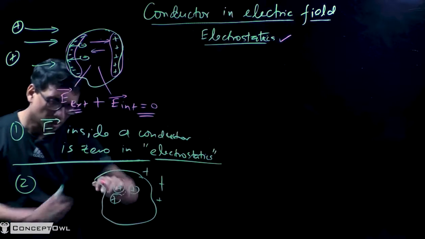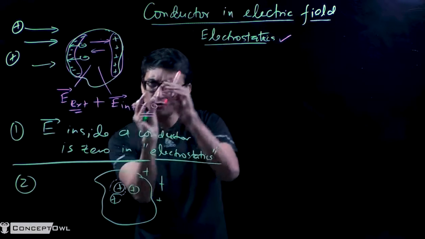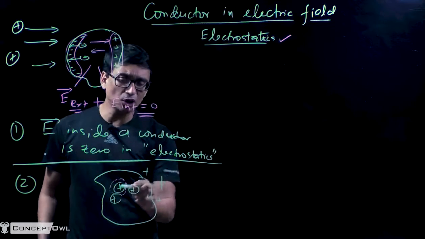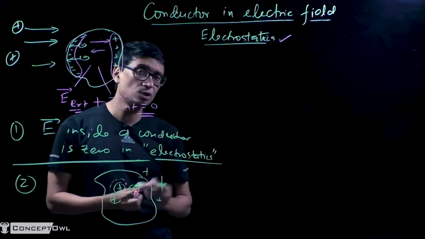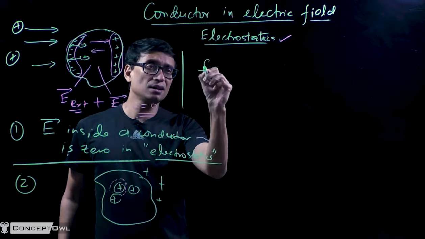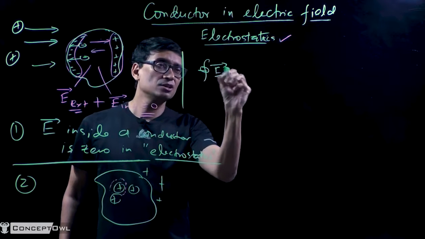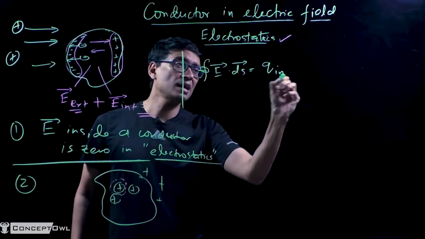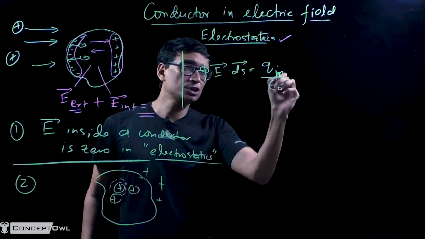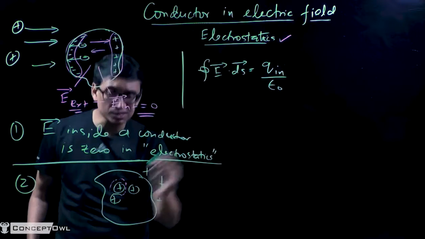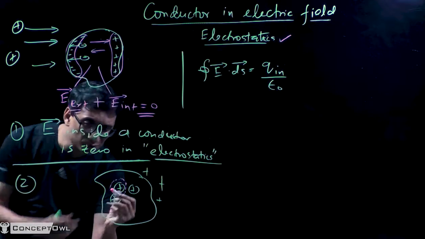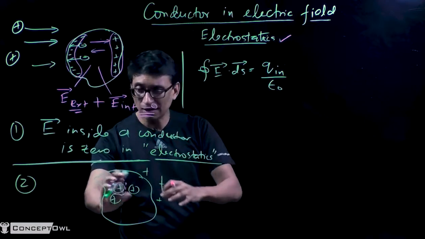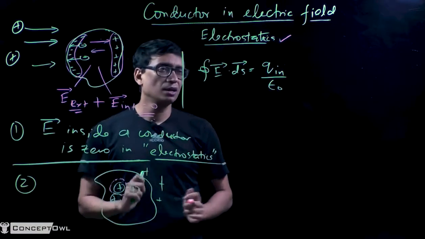I could take a spherical or some Gaussian surface just around wherever there is some charge concentration, and if I apply Gauss's law to this Gaussian surface, what will we say? We will say that the integral of E dot dS is equal to Q inside upon epsilon naught. Q inside is the charge inside the Gaussian surface. It doesn't have to be spherical. It can be any shape.